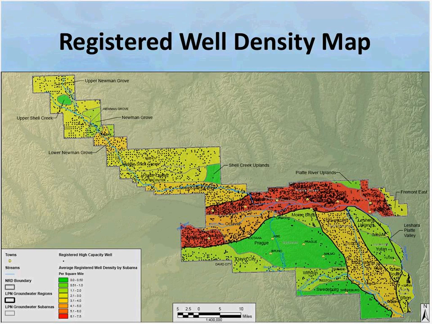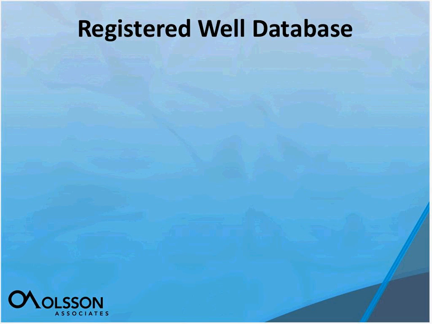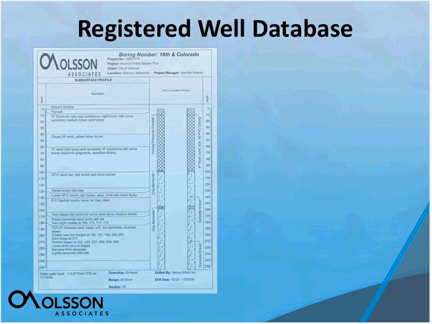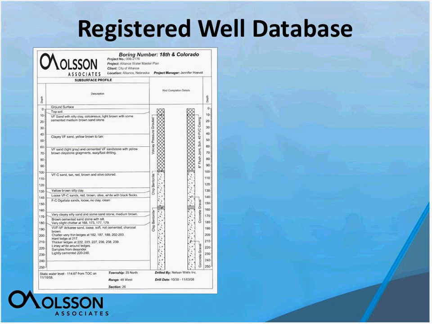And you can see there are certain areas in red on this map where the well density is very high, almost 8 wells per mile. Certain areas where the well density is very low, less than 1 well per mile. So there's parts of the map that we have more information in than others. But what we did was we took that information, which is now available electronically through the Nebraska Department of Natural Resources, and brought it into a database.